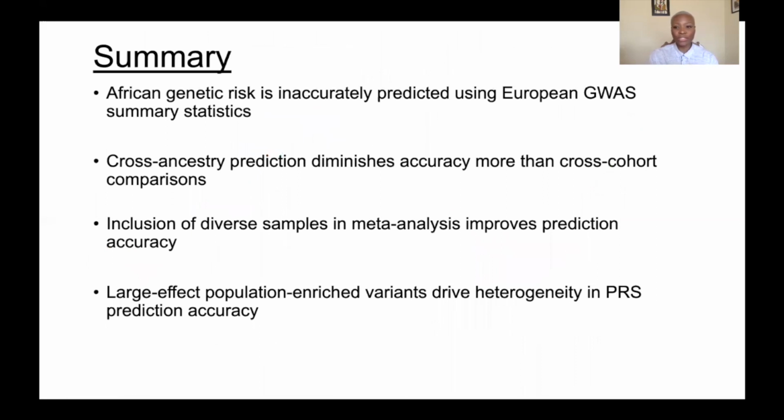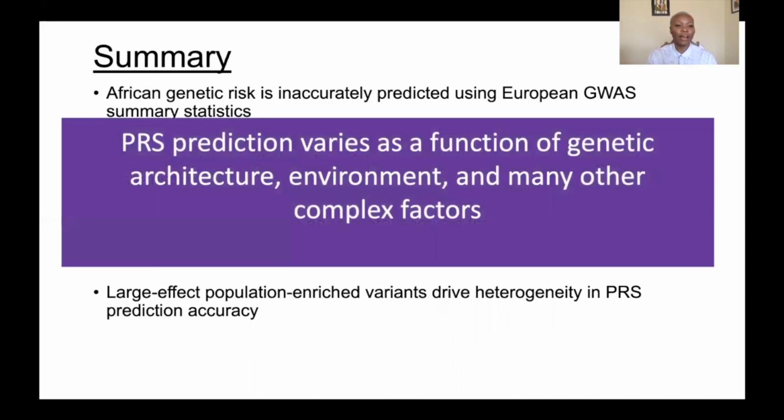So throughout this presentation, I have demonstrated 4 points. The first being that African genetic risk is inaccurately predicted using European GWAS summary stats. The second was that cross-ancestry prediction diminishes accuracy more than cross-cohort. Third, that inclusion of diverse samples in meta-analysis improves prediction accuracy. And lastly, that large effect population enriched variants drive heterogeneity in PRS prediction accuracy. I conclude that PRS prediction varies as a function of genetic architecture, environment, and many other complex factors.